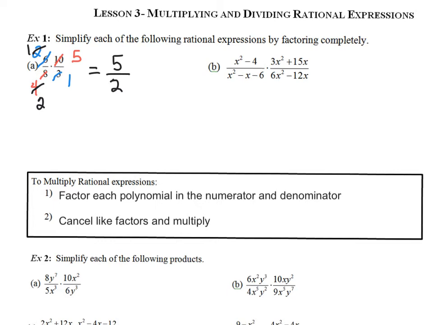Now, it's going to get a little bit more interesting when I have polynomials in the numerator and denominator. So in example B, x squared minus 4 can be factored into x plus 2 times x minus 2. The denominator of the first fraction, x squared minus x minus 6, that's going to be factored into x minus 3 times x plus 2.